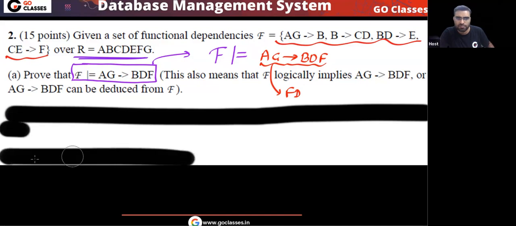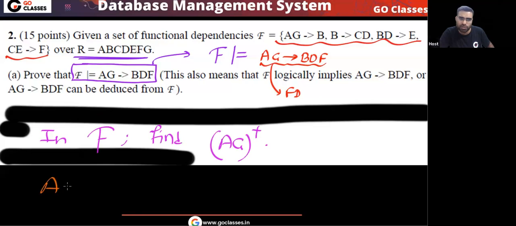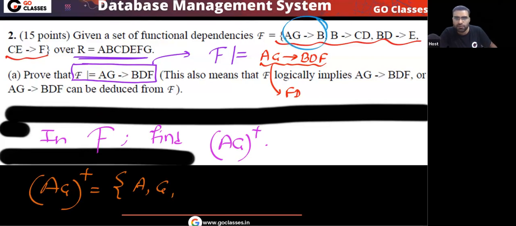Very simple. In F, this set of functional dependencies given to you, find what AG can determine. Find the AG closure. So tell me, what is AG closure? What can AG determine? AG can give you AG. AG can give you B also.